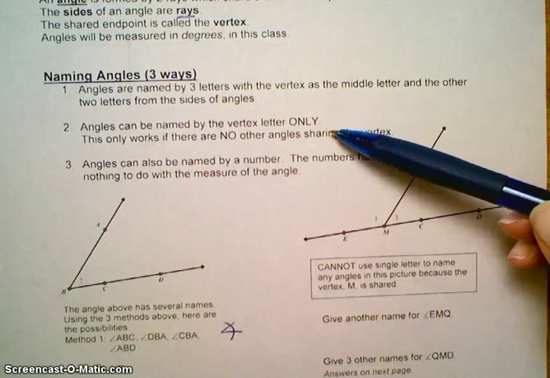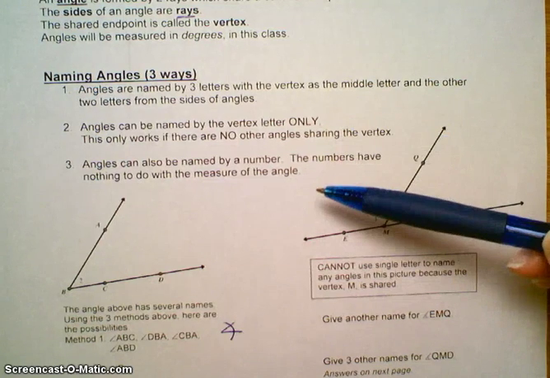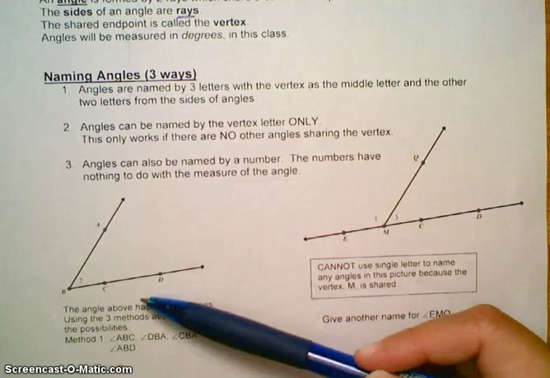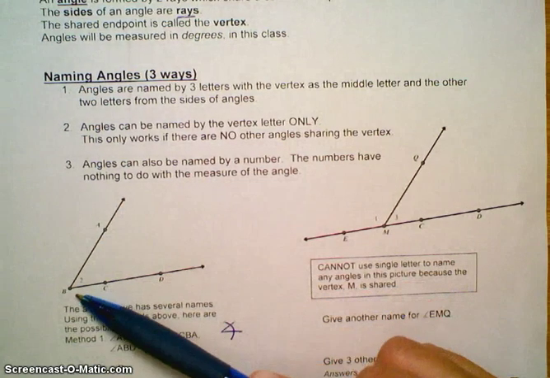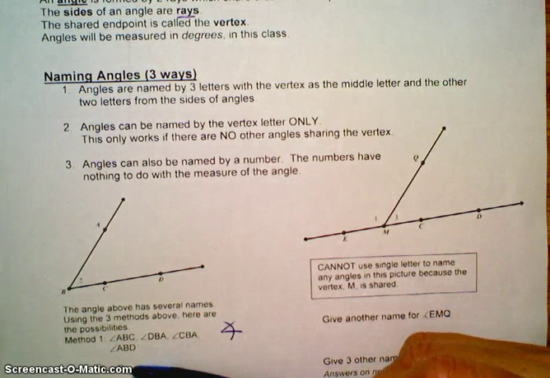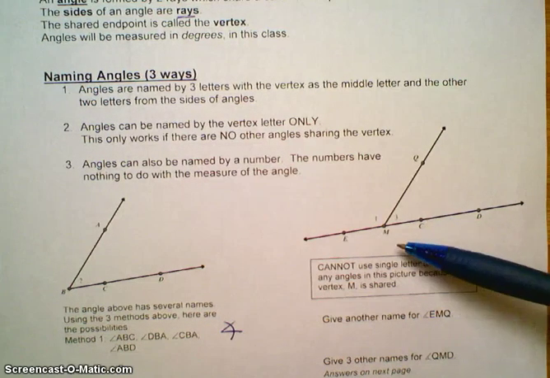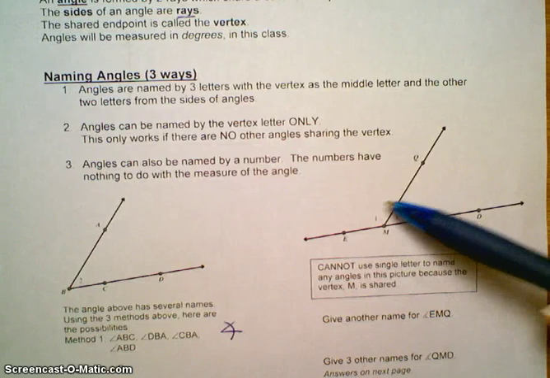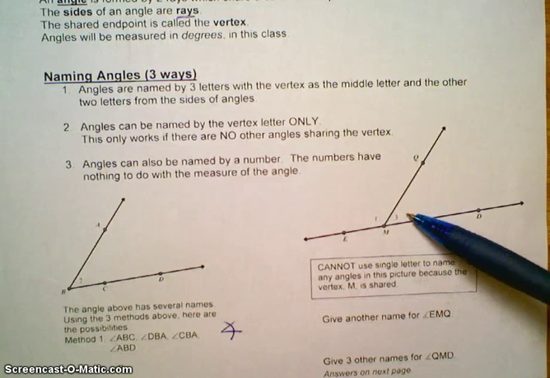The second way that you can name angles is by using the vertex letter only, but you can only do that if no other angles share the vertex. So in this picture, because this is a single angle, that vertex is not being shared, we can call that angle B. Whereas in this other picture, I can't call either of these angles angle M because that vertex is being shared by the two angles. So I'd have to use three letters, or I'd have to use the numbers that are here.